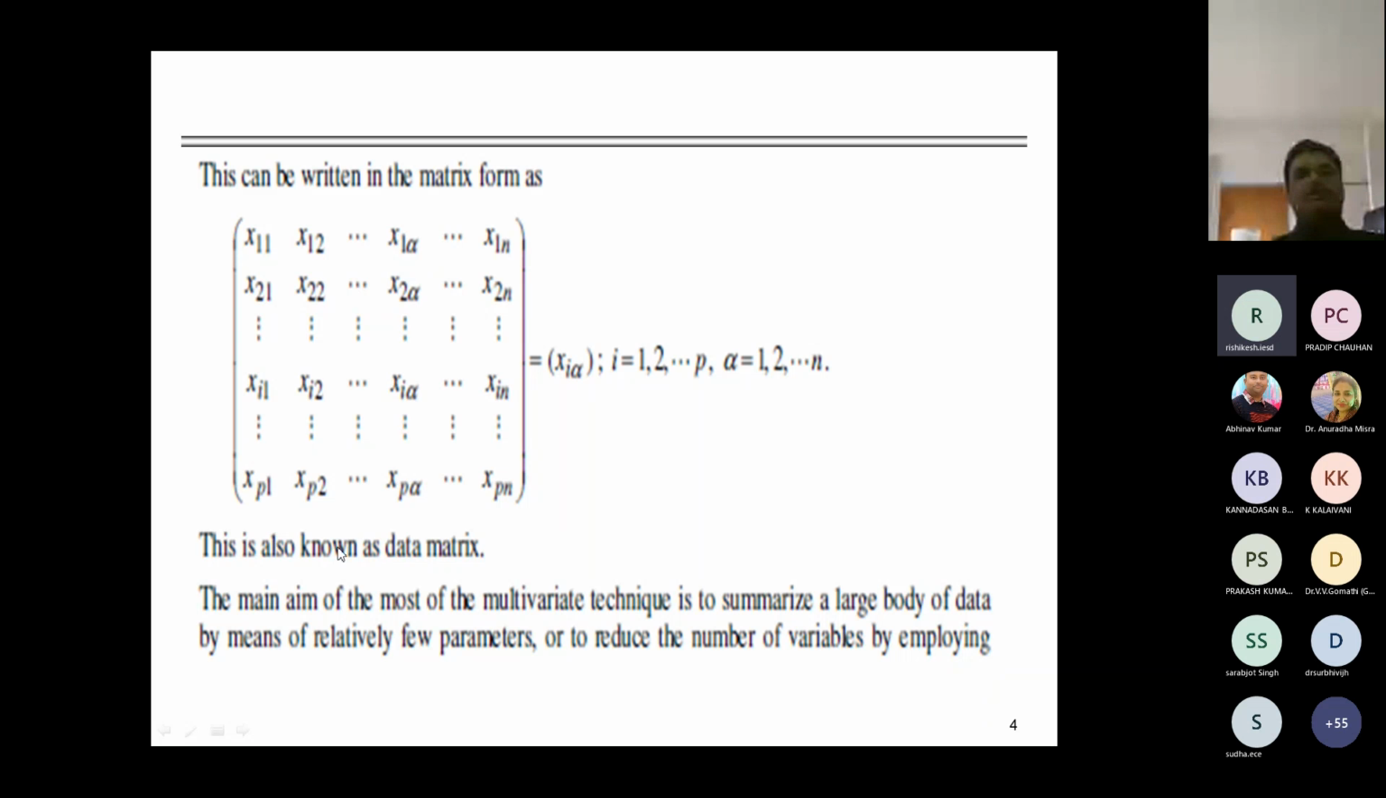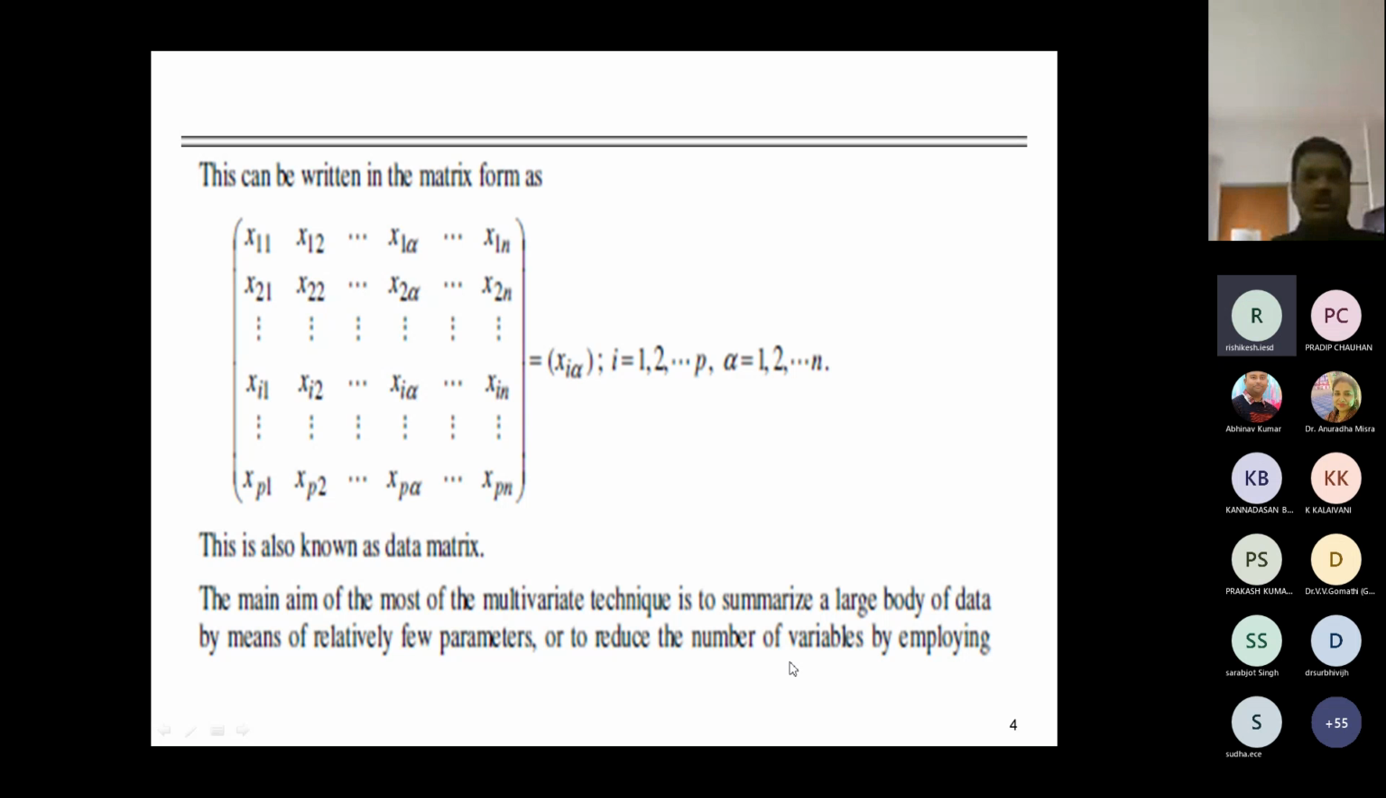This is also known as the data matrix. This xi alpha is known as the data matrix. Now the main aim of most multivariate techniques is to summarize a large body of data by means of relatively few parameters. This means you cannot draw any inference from this matrix itself, so you have to calculate some parameters for this data, and normally those parameters are mean, variance, correlation coefficient, etc.